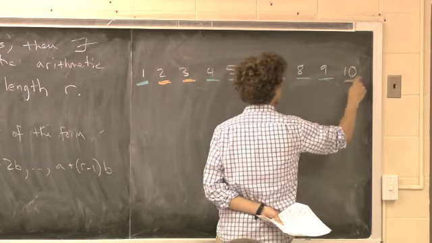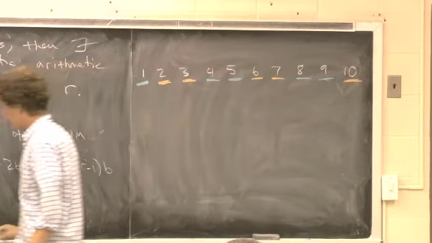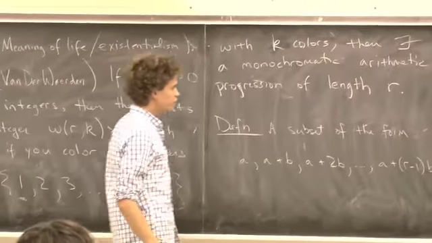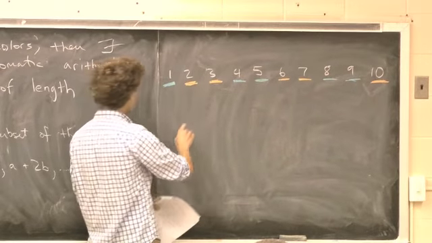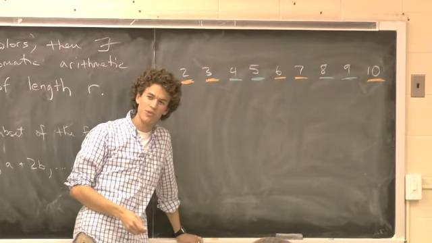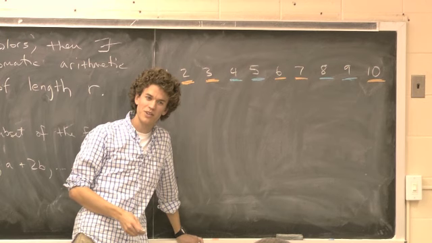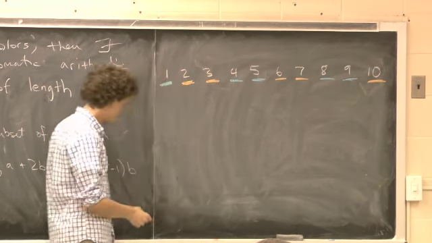So here's some coloring of the numbers from 1 to 10. Is there a monochromatic arithmetic progression? Sure, what length? Very good. What length? An arithmetic progression of length 1, that's pretty boring, right? Just 1 number. What about length 2? Also really boring, right?